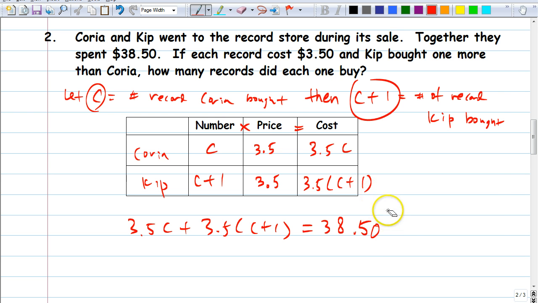By the way, do I need to put 0 here? Not really, right? 38.5 is the same thing as 38.50. You don't need to put 0. Like here, do I need to put 0 here? No, okay. Right?